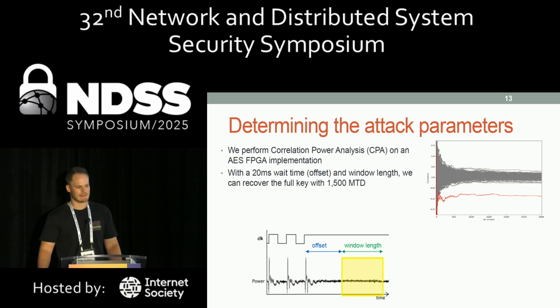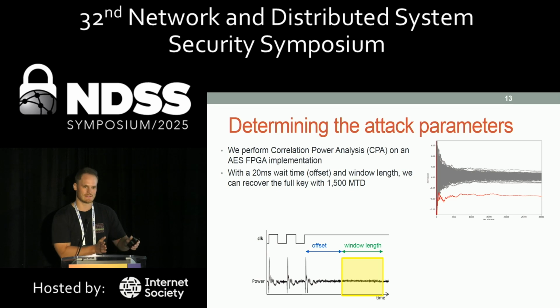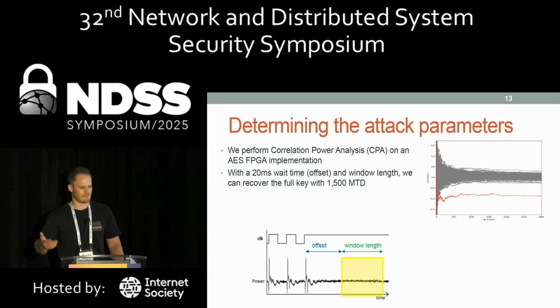We performed static CPA, correlation power analysis, against an FPGA implementation of AES. This implementation was purposefully very leaky, with no side channel countermeasures in place. And as in past literature, we use a 20 millisecond wait time, that's the time before we start taking measurements, along with a 20 millisecond window length across which we average. And with this, we baseline the level of leakage in the system, and we find that we can perform a full key recovery with roughly 1,500 MTD, that's measurements to disclosure. And that's what's shown. The diagram on the right there shows the recovery of a single subkey, so that's 1 byte.